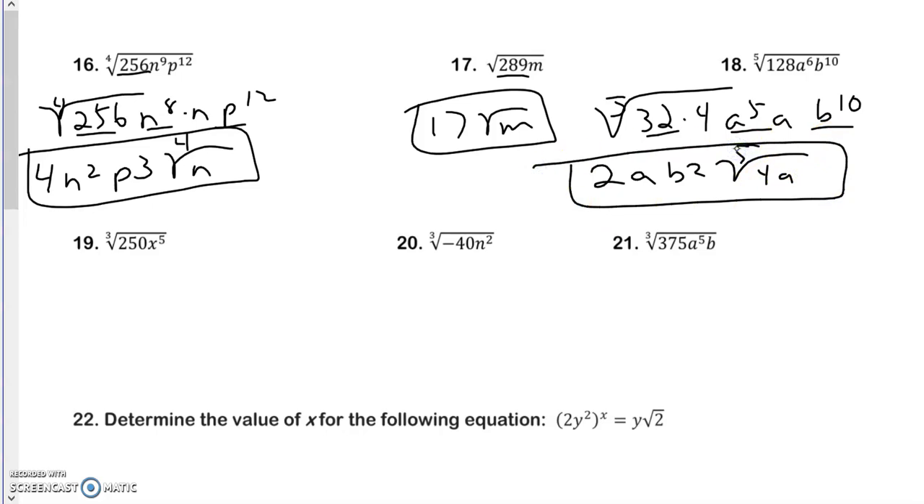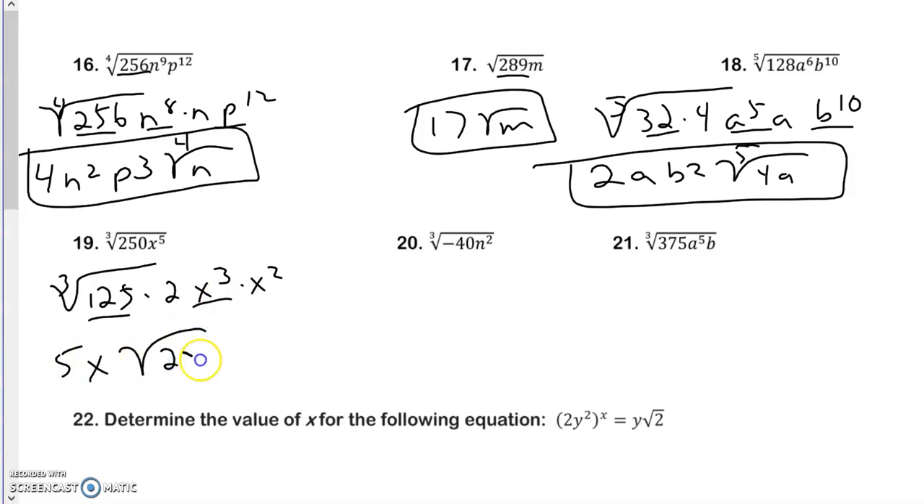Taking a look at this, we're doing the cube. Going on the 3rd one. I notice that 250 can be divided by 125, so it's 125 times 2. I've got to break this down to multiples of 3. The cube root of 125 is 5. 3 divided by 3 is a. And then what's not perfect is 2x to the second.